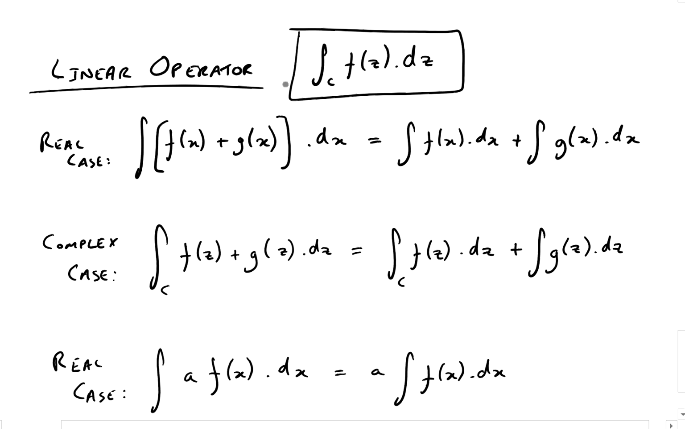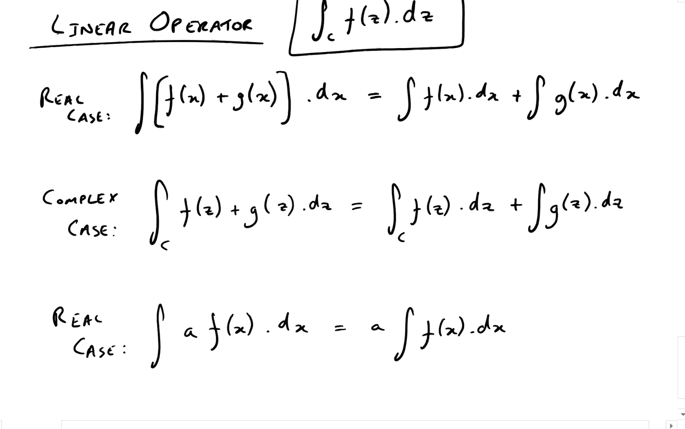So the idea is it's just a linear operator, and these definitions very much follow on from the real case. Remember we're looking at the integration over a curve C of a function of a complex number times dz. In the real case, if we have the integration of two functions being added together, we can just split this up into the integration of one function plus the integration of the other function. This is what this first one's saying. It's exactly the same in the complex case.